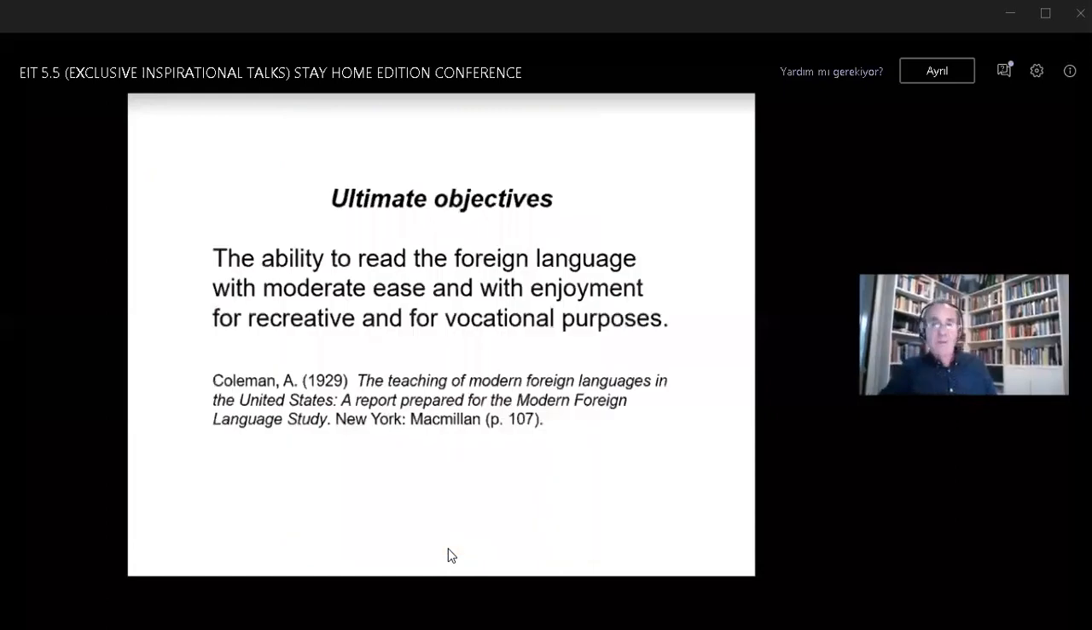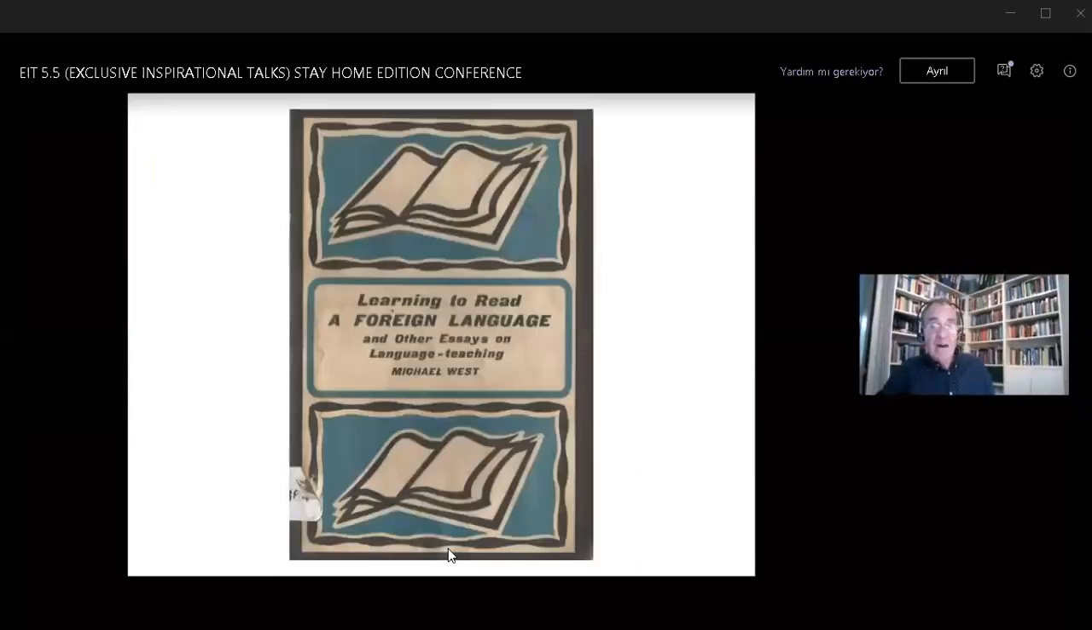So this was Coleman's thesis, that the objective of their approach, the reading method, was the ability to read the foreign language with moderate ease and with enjoyment for recreative and for vocational purposes, to read. And this was an idea that was picked up by a number of other writers at the time. Michael West was another British teacher and methodologist.